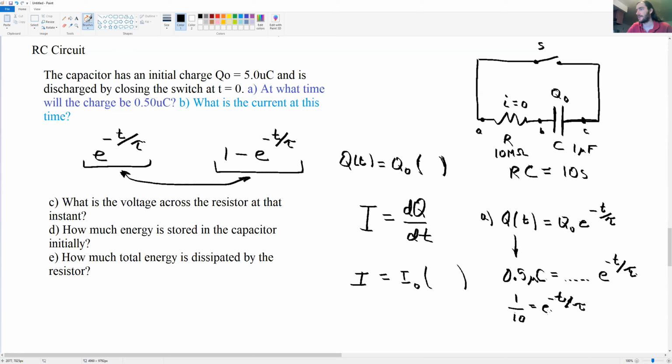And then you just go about solving for t there. So take a natural log on both sides, that kind of thing. Pretty straightforward. For part B, once you've found that time, then you take that time and you plug it into your function for the current.